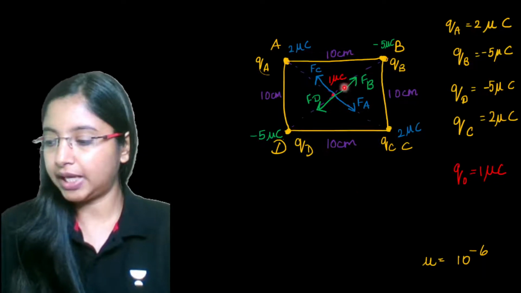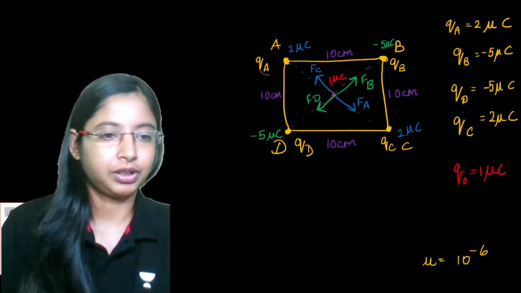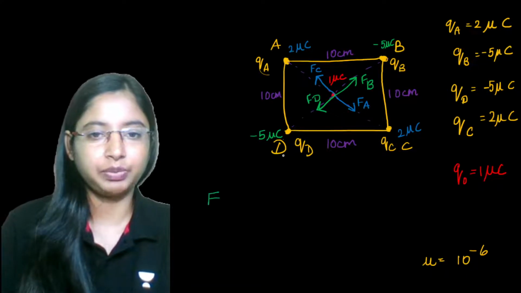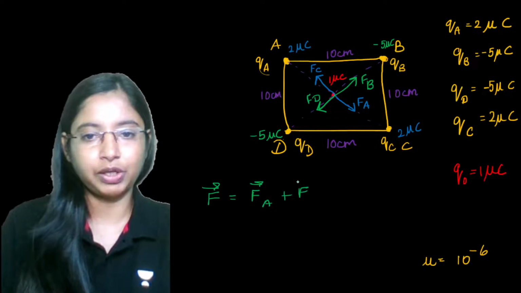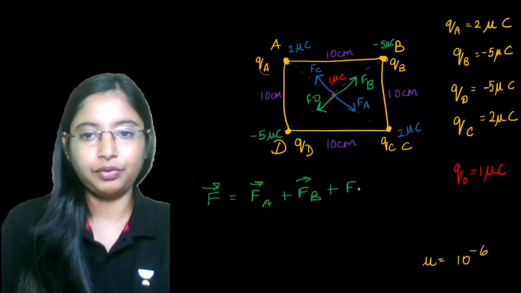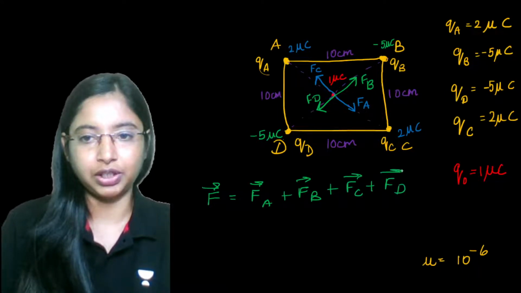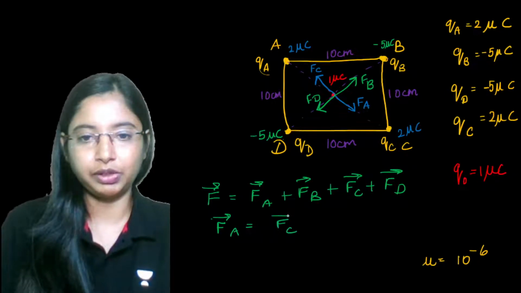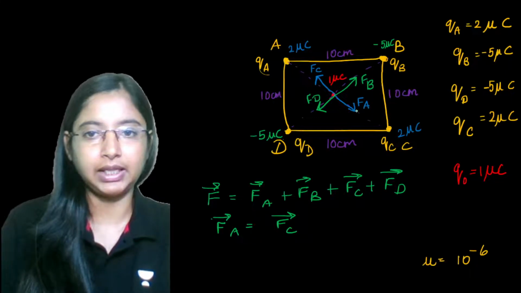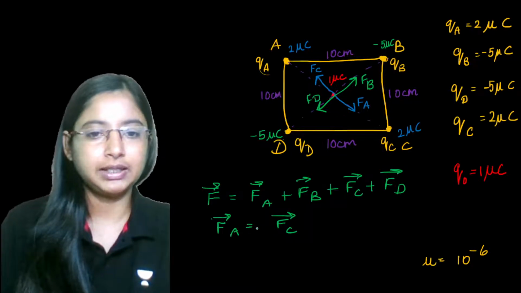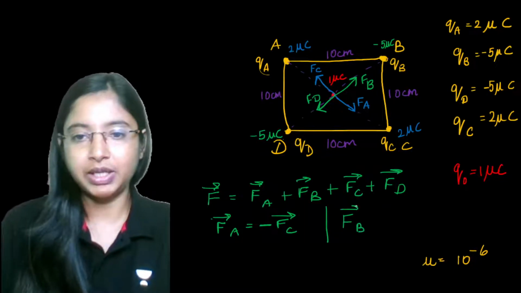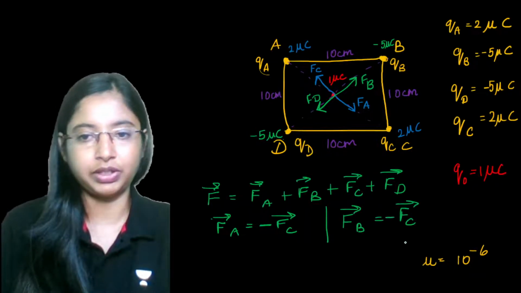So what will be the total force acting at this point? The total force experienced by this test charge at the central point will be, according to the superposition principle, the force due to A plus the force due to B, force due to C, and force due to D. But we know the force FA is equal to FC, the force experienced by this charge because of charge C. They are the same, but in the opposite direction. Similarly, we know FB is equal to this force, but again in the opposite direction.